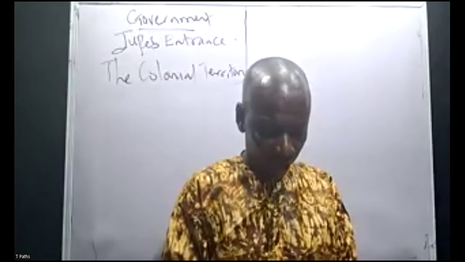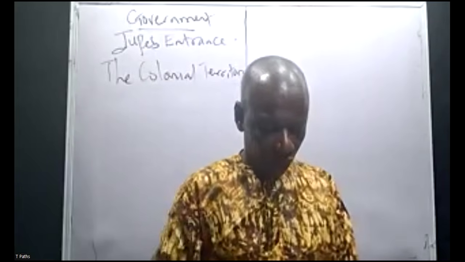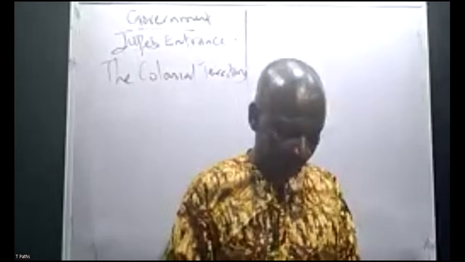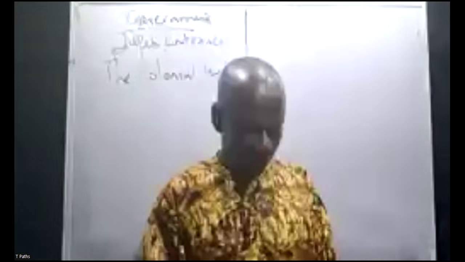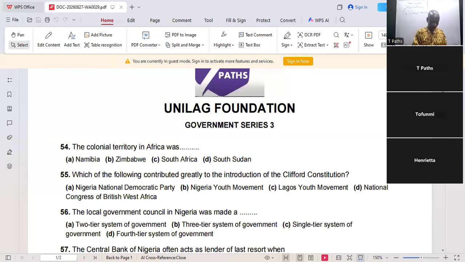The colonial territory in Africa was dash. A. Namibia. B. Zimbabwe. C. South Africa. D. South Sudan. Let me take your mind back.